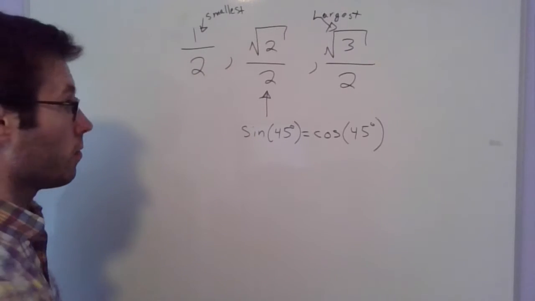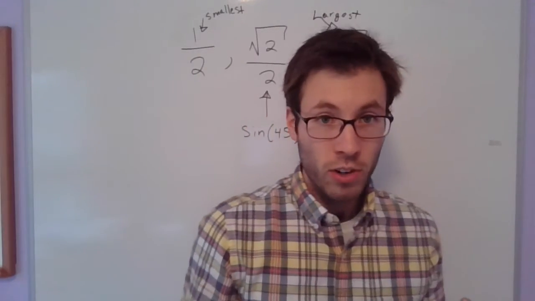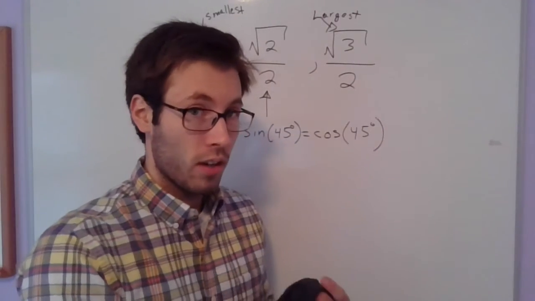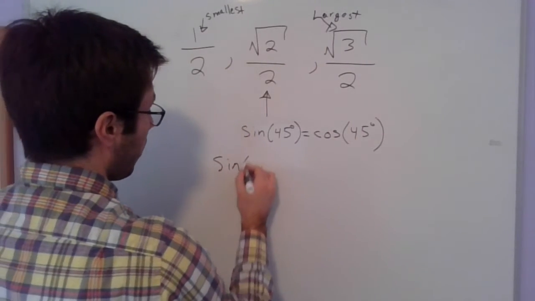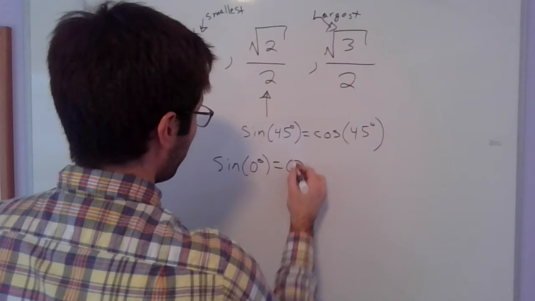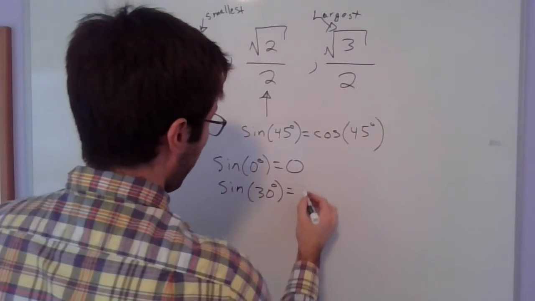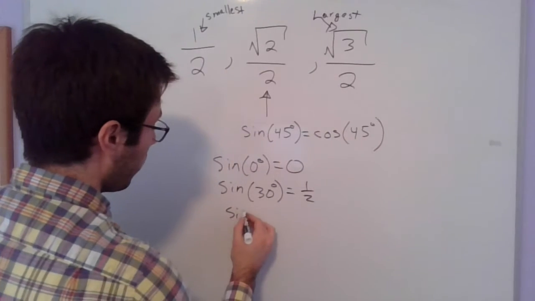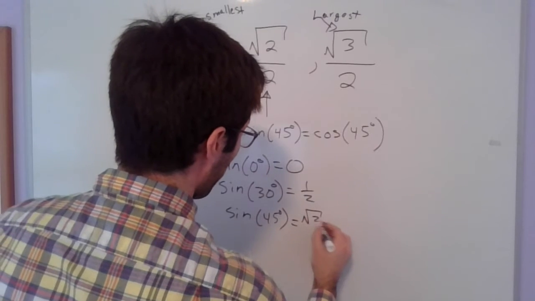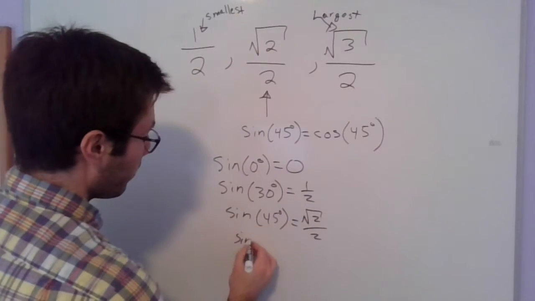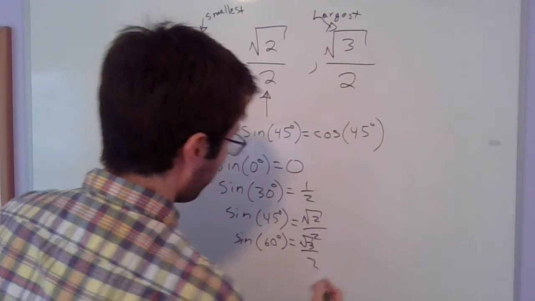So we have those. And I don't expect you to necessarily follow along with this, but I'm just going to show you what I mean by this. Sine always starts at 0. So sine of 0 is 0. The sine of 30 is going to be 1/2. The sine of 45, well, we already talked about that. That's square root 2 over 2. And then the sine of 60 degrees is going to be square root 3 over 2.